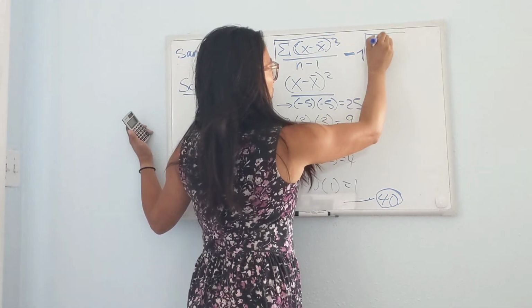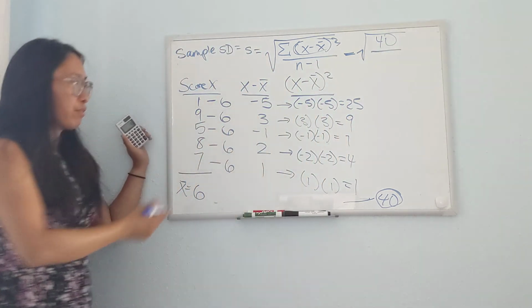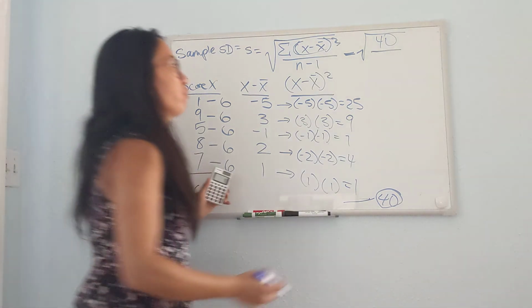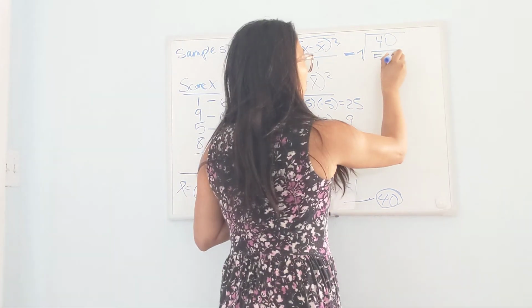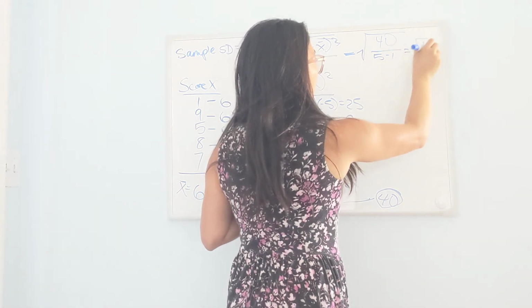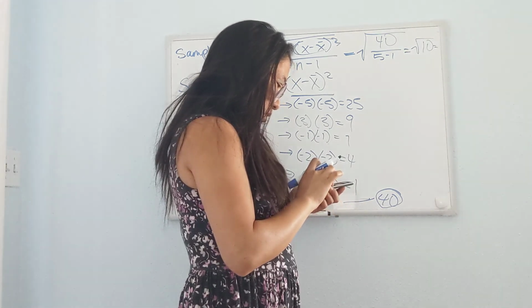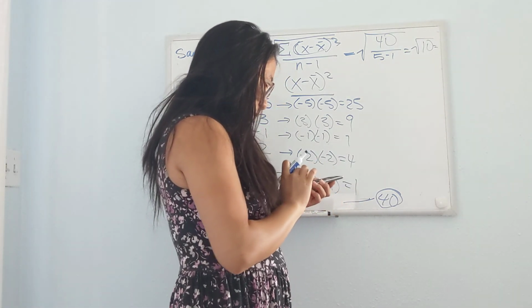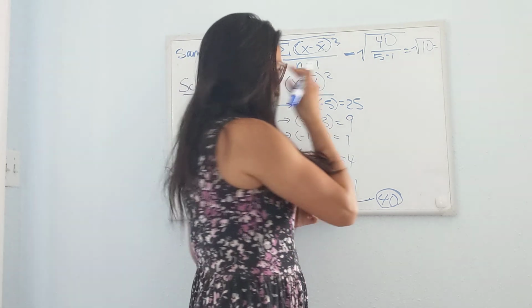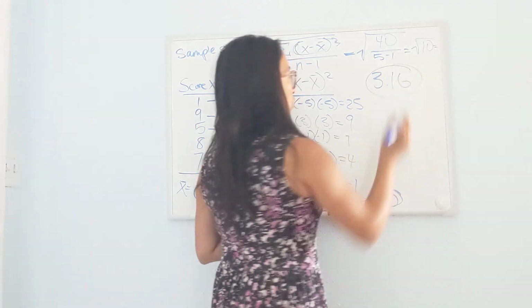So we have to do the square root of 40 over n minus 1. There are 5 samples in my data set, so it'll be 5 minus 1. So this will be the square root of 10, which is 3.16. So that's what I get for the standard deviation for the sample.